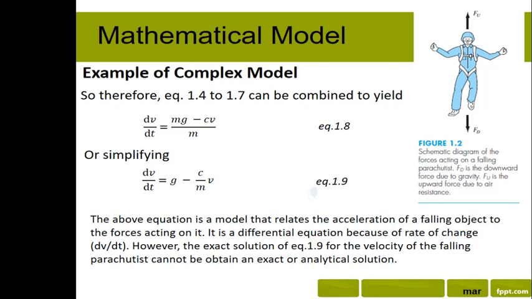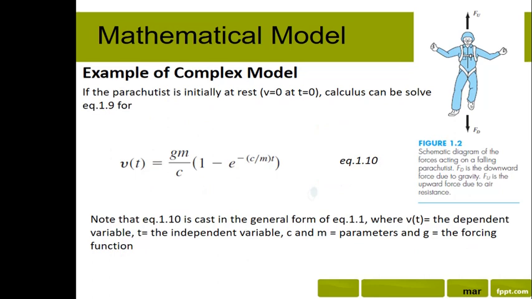It is now a model that relates the acceleration of the falling object to the forces acting on it. It's a differential equation because of the rate of change, dv over dt. However, an exact or analytical solution for the velocity of the falling parachutist cannot be obtained directly. So to get the exact solution, we'll be using calculus to obtain the exact or analytical solution.